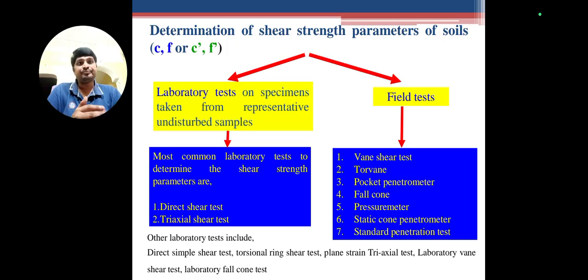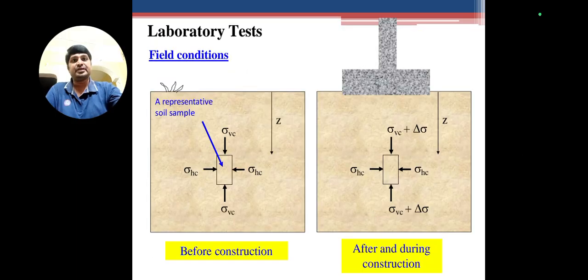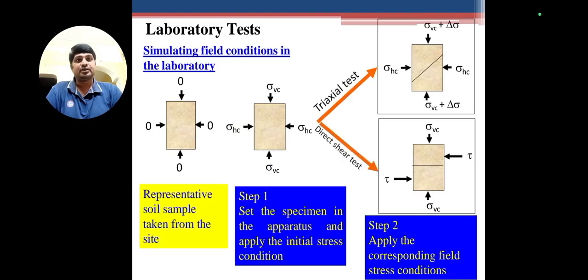The second one is Torvane, third is the pocket penetrometer, fourth is the Falcon, fifth is the pressuremeter, sixth is the static cone penetrometer, and seventh is the standard penetration test, SPT. So like that, a number of tests are conducted to find the shear strength of the soil. Here in the field condition, we observe how a representative soil sample acts when we apply load, how the soil acts before construction, and after and during construction, or how a soil element acts. We are just observing the diagram, and while seeing the diagram we can understand the soil condition.